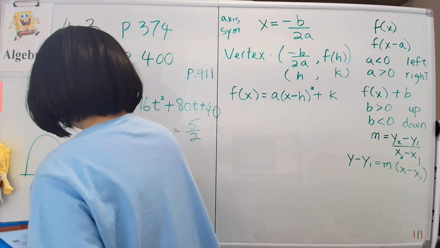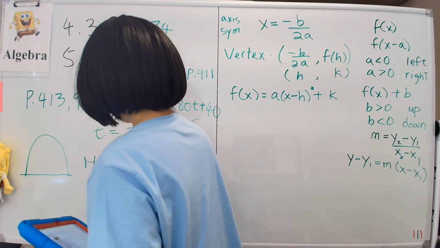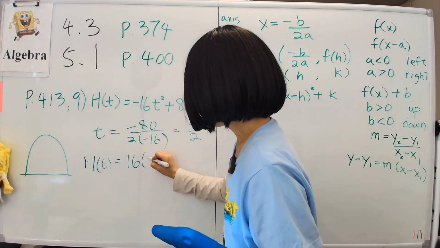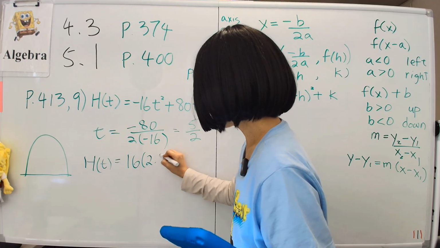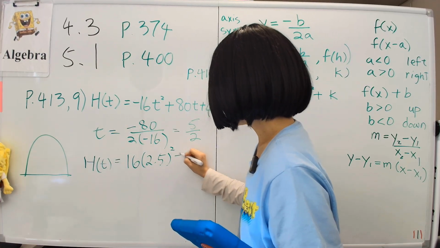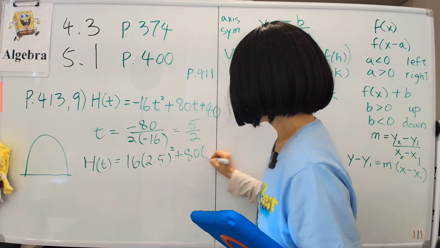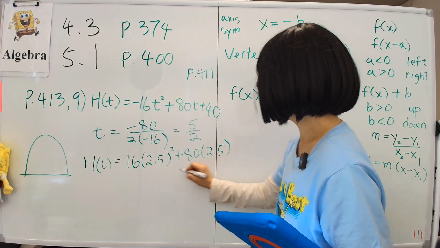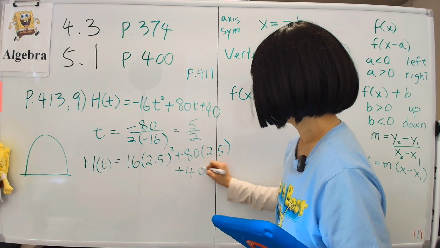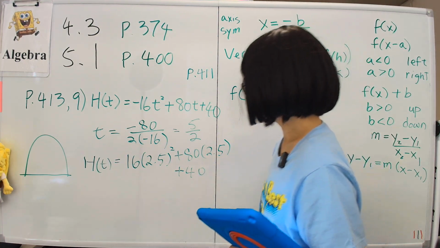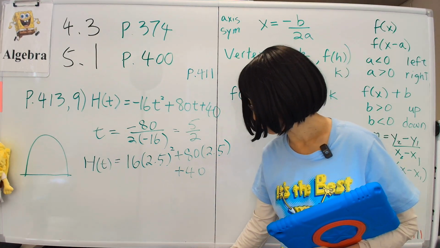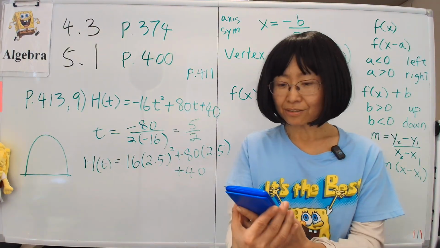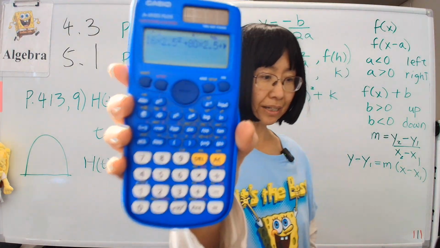Okay, h of t equals 16 times 5 over 2, which is 2.5, squared, plus 80 times 2.5, that's 5 over 2, and then plus 40. There's not much to do now except pull out the calculator and see what comes out of it. So I plugged it into the calculator.